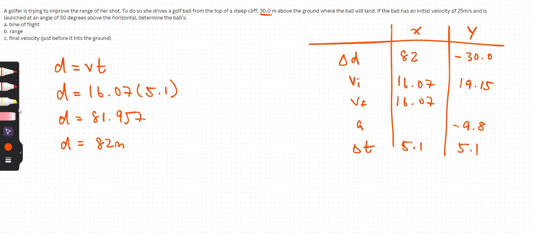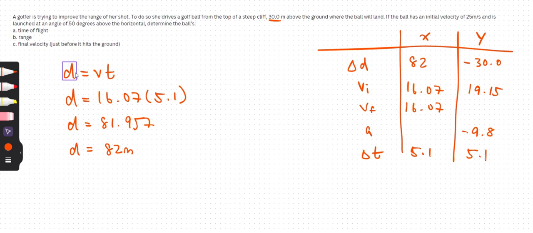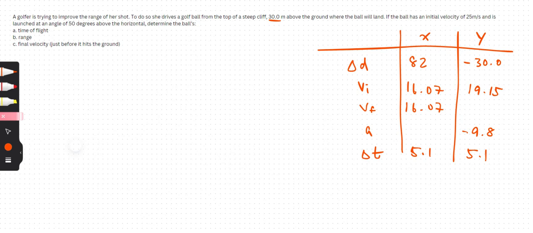Now we can move on to the last part of this question. It's the final velocity just before it hits the ground. So let's just draw a diagram of what it looks like.